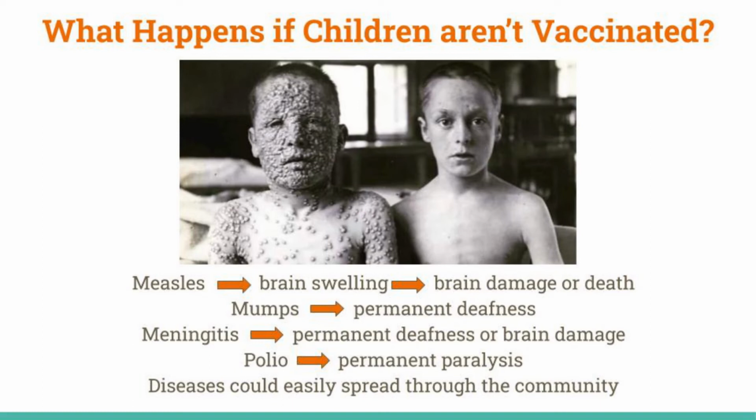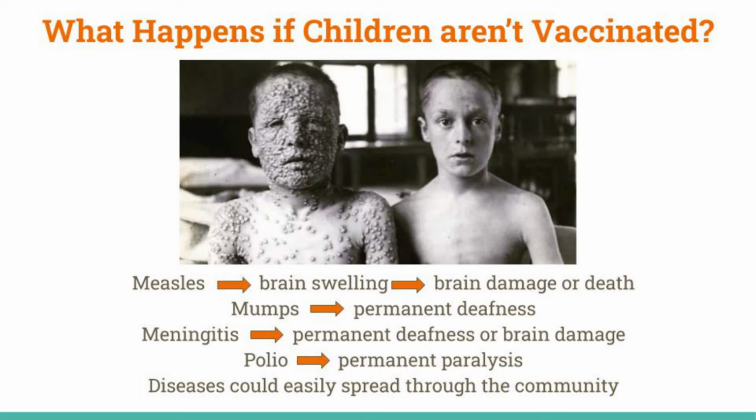For example, measles causes brain swelling, which can lead to brain damage or death. Mumps can cause permanent deafness. Meningitis can lead to permanent deafness or brain damage. And polio can cause permanent paralysis.